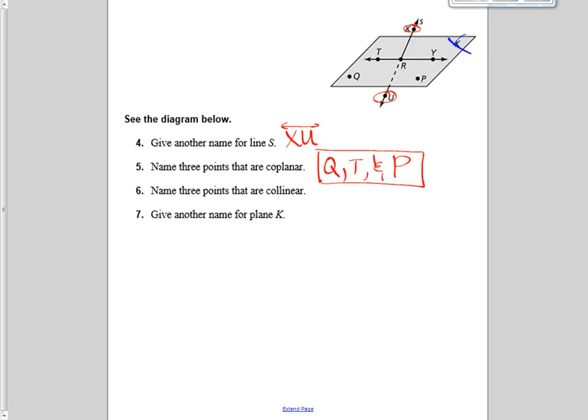Now, if I want to name 3 points that are collinear, I have 2 different options. I could go this way. Those are all collinear, so I could say X, R, and U. Or I could also go this way and say T, R, and Y. Notice how I'm writing them differently. I don't put any lines over those or anything like that, right? Because they're points. I'm making a list of 3 points. Whereas this one, I'm naming specifically a line.